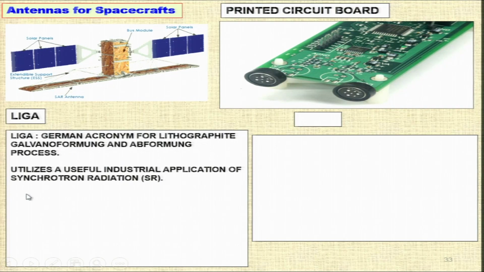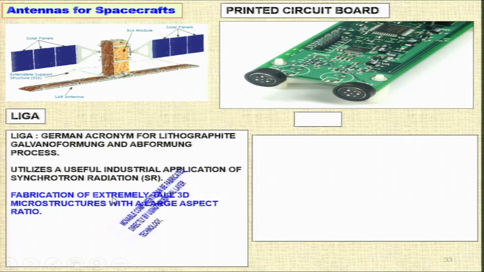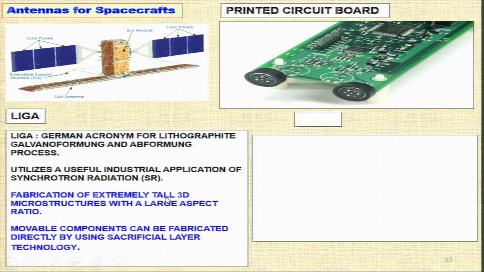It is a German term. It utilizes a useful industrial application of synchrotron radiation. Fabrication of extremely tall 3D microstructures with a large aspect ratio using the LIGA process. Movable components can be fabricated directly by using sacrificial layer technology. I am not going to discuss in detail this particular process. It needs separate lectures for it.